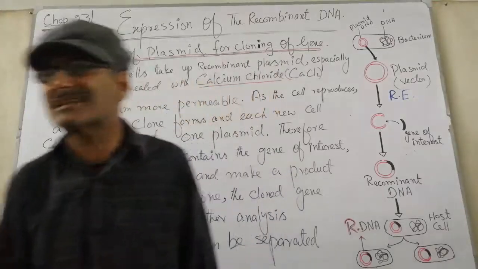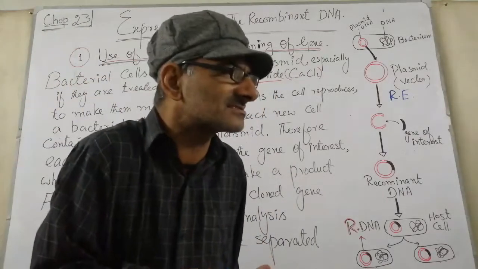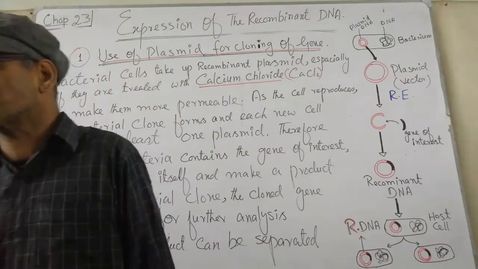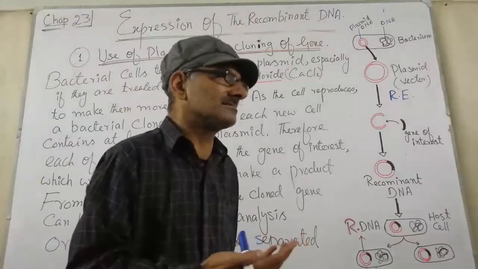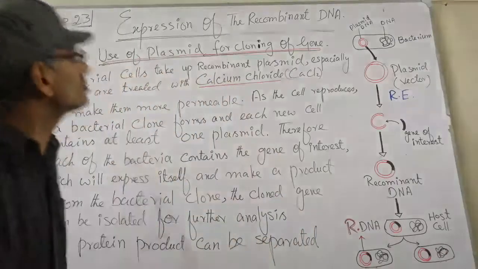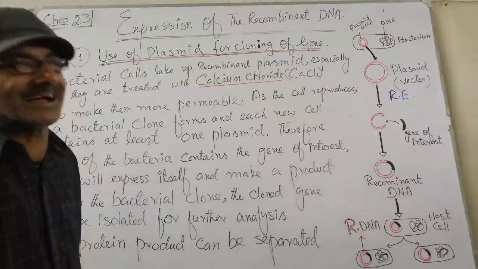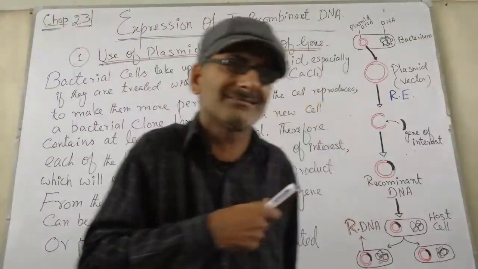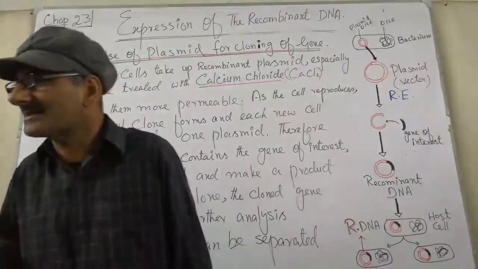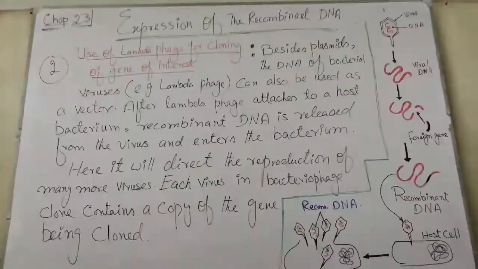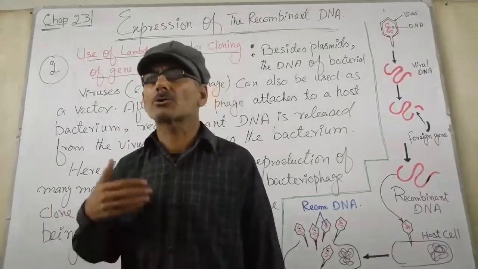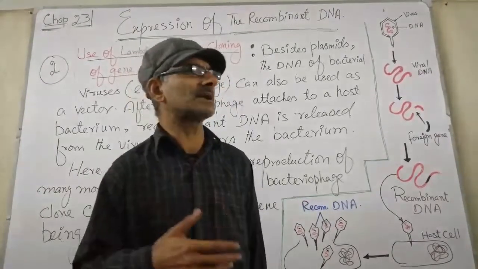We can get many copies of the gene of interest, and these copies can be used for further processes, and also we can get the biotechnology products. And so this is the use of plasmid as a vector in the process of cloning. Now we will discuss the use of lambda virus in the process of cloning. The second type of vector which is used for cloning of a gene is lambda-phage.